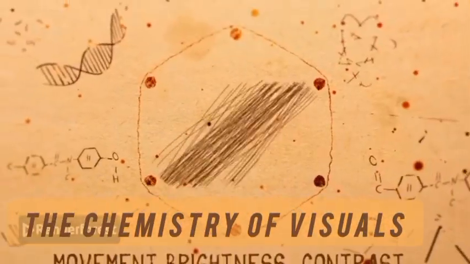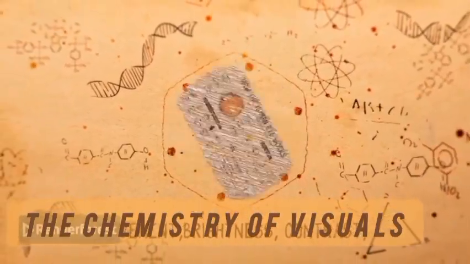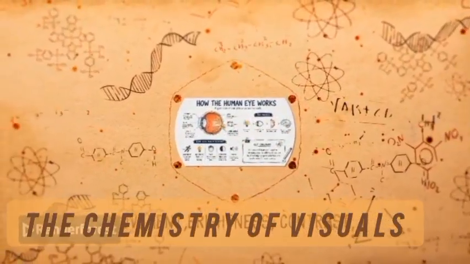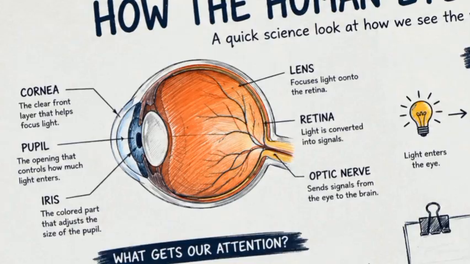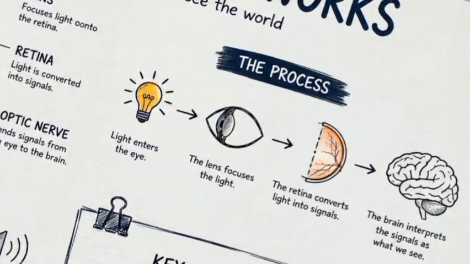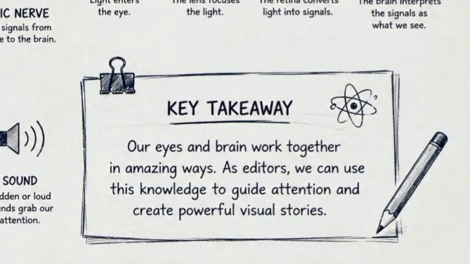Our eye goes through a biological or chemical process to make us understand or interpret things the way we see them. Eyes and brain work together in amazing ways. As editors, we should use this knowledge to guide attention and create powerful visuals.